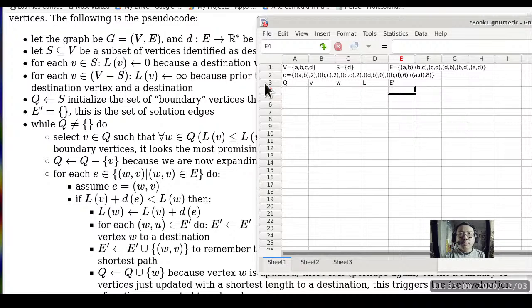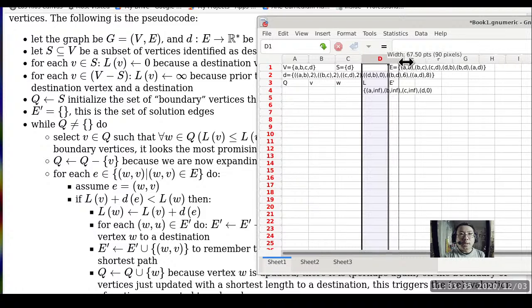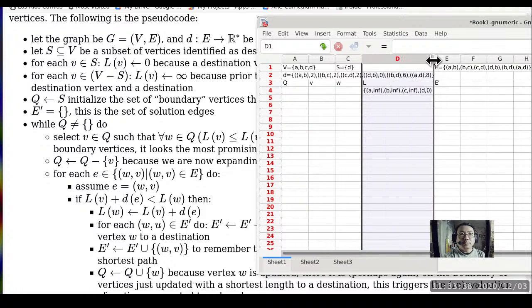Alright, so the first thing we need to do is to initialize the L values. So every L value is going to be infinity except for the L value of a destination. So when you look at L as a function, it's going to map A to infinity, B to infinity, C to infinity, and it's going to map D to 0, because D is the destination, and only destinations have a 0 as a starting value.